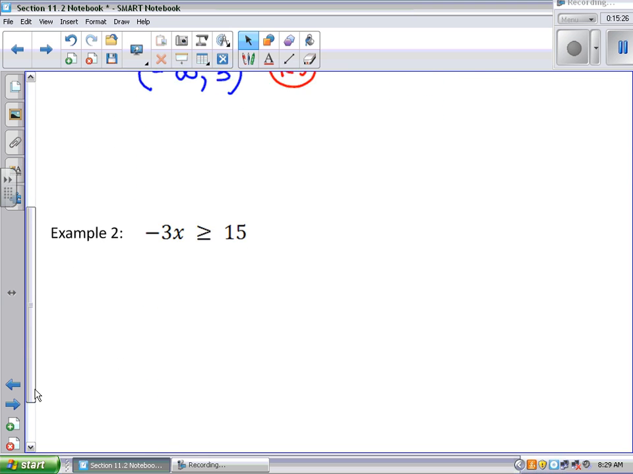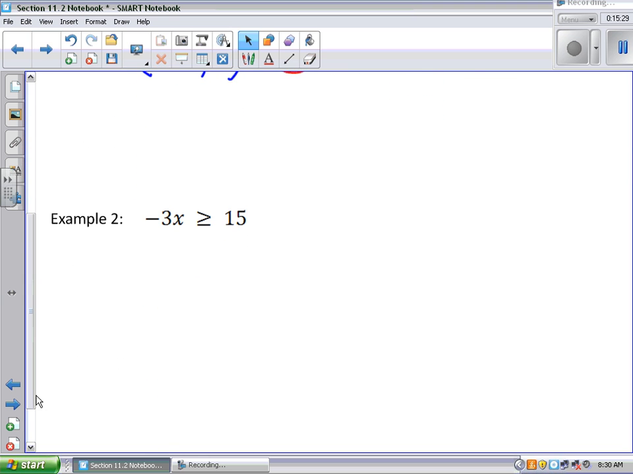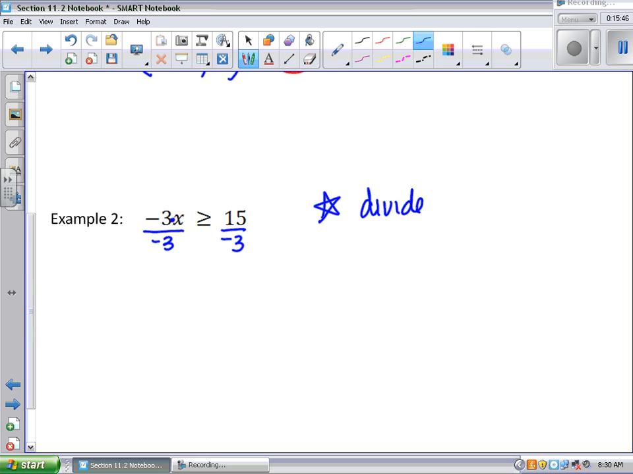Example number 2 says we have negative 3x is greater than or equal to 15. This is negative 3 times x, so to get rid of the negative 3, I need to divide by negative 3. Now I am dividing by a negative number, so what do I need to remember to do? Change the direction of the inequality sign. Greater than or equal to becomes less than or equal to. And I'm going to follow the rest of the inequality down. x is less than or equal to negative 5.